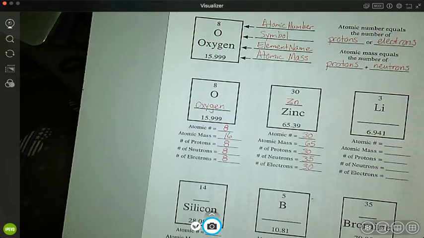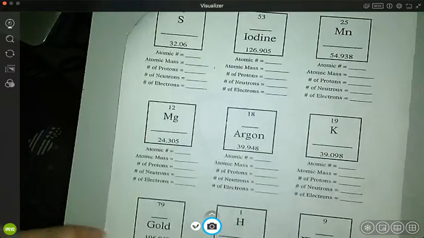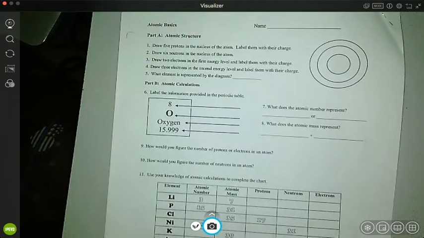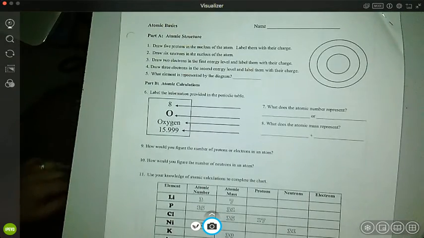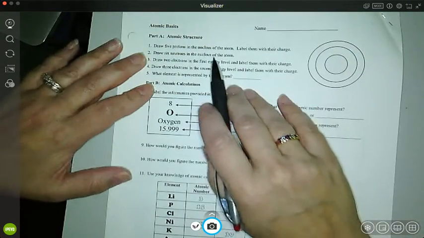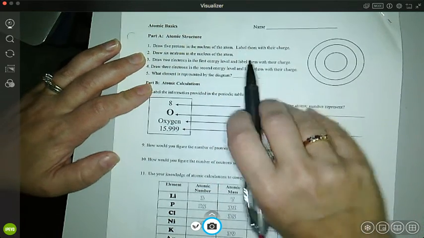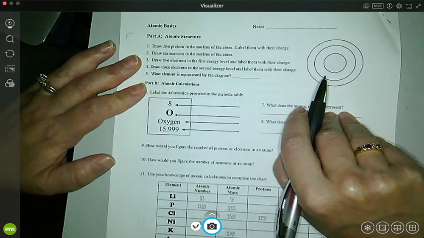Okay, now I want you to flip. We're going to work on the rest of these in class. You're going to work on finishing these, but I want you to flip to the last page. Flip to page 5, and I'm going to help you with the top of page 5. It says, draw 5 protons in the nucleus of the atom. Label them with their charge. So what's the easiest way that I could do that?